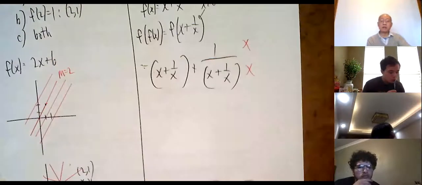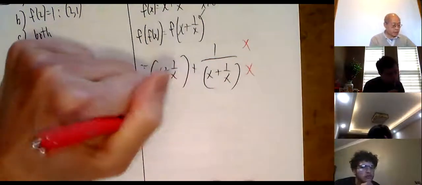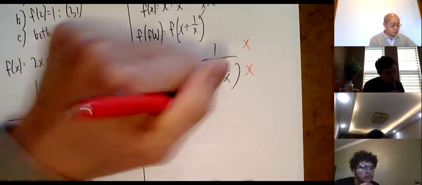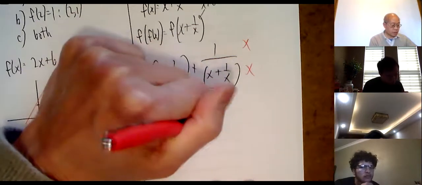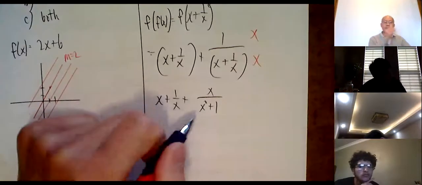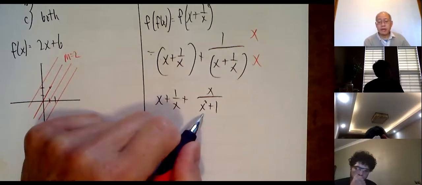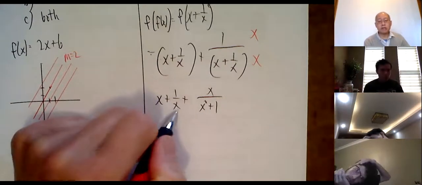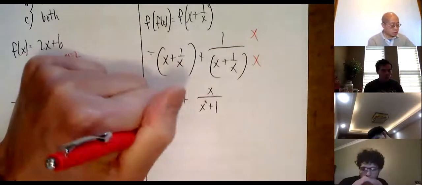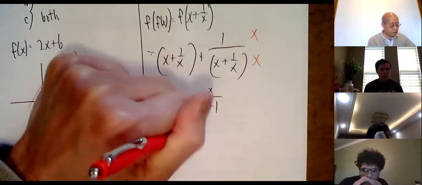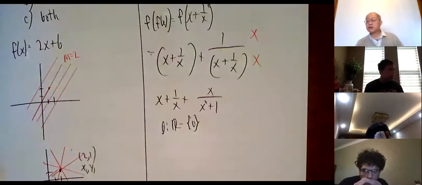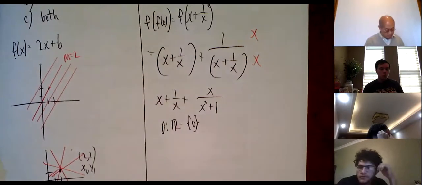Multiply top and bottom here by x. So x plus 1 over x plus x over x squared plus 1. x squared plus 1 can never be negative. It can never be 0 either. So it looks like the domain is all real numbers except for 0. Domain is all real numbers minus the set consisting of 0. Okay, and based on that, I think I have time for the other one.